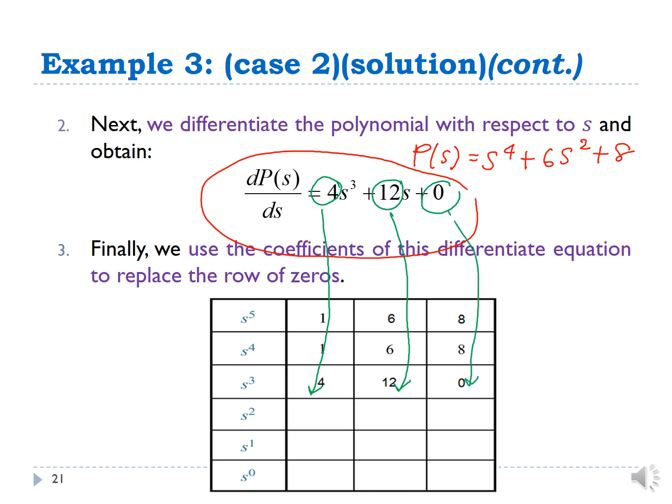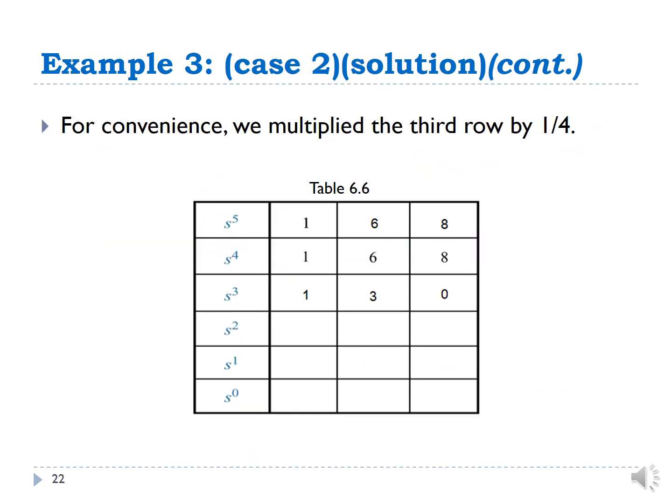You may also multiply the third row by 1 over 4 for convenience. Thus, the row becomes 1, 3, and 0. The remainder of the table is formed in a straightforward manner by following the standard form.